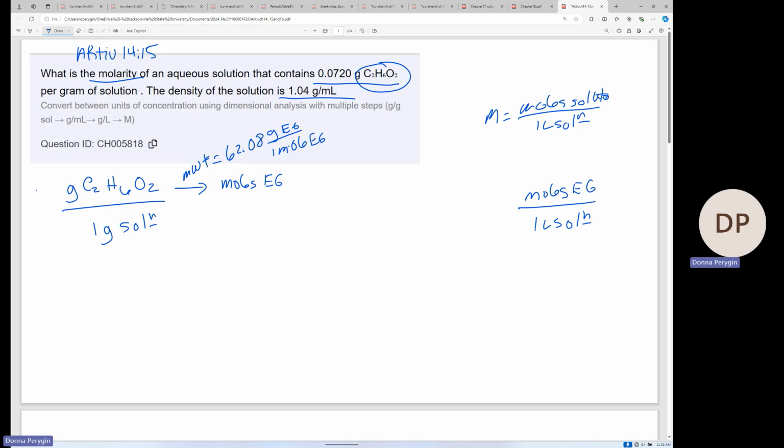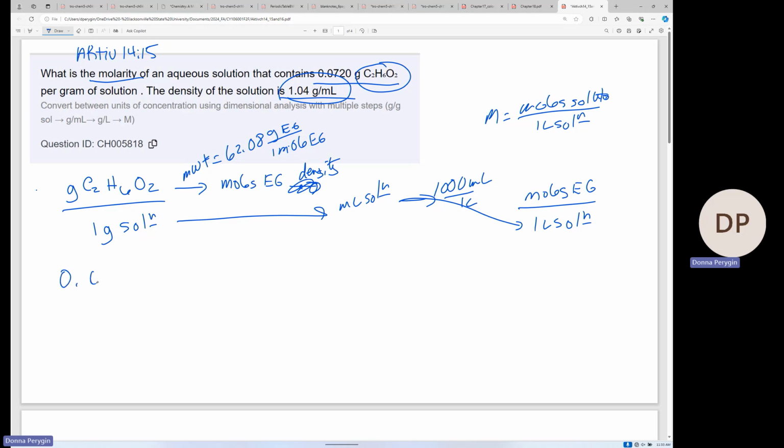Okay, and then we're going to convert grams of solution to milliliters of solution, and we can convert mass to volume through the density. And then once we have milliliters, we'll need to convert milliliters of solution to liters of solution. And we're going to do that through the conversion factor: 1,000 milliliters is 1 liter. Okay, so let's go ahead and get started.